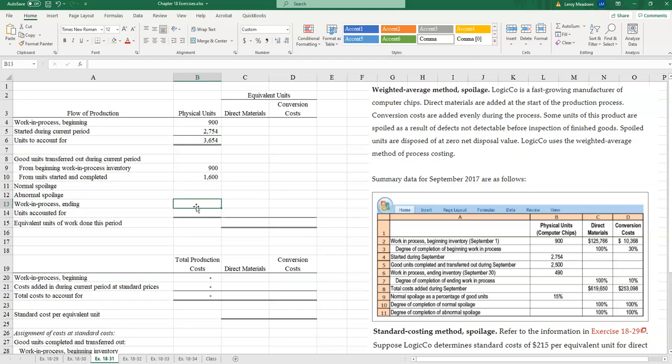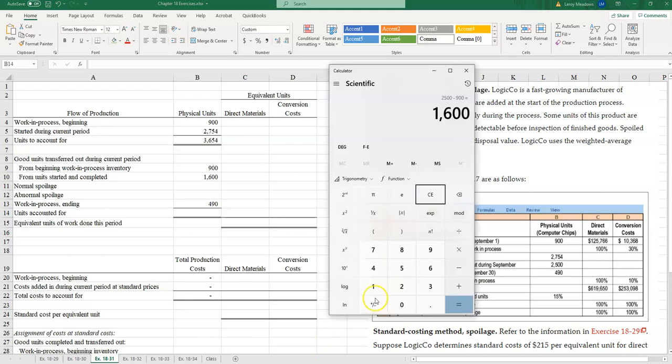My ending work in process is 490. And the sum of my transferred out units and my ending work in process units, 900 plus 1,600 plus 490, gives me 2,990. The difference between this number here and my units to account for will give me the number of units spoiled. And when I do that, I find that I have 664 units that are spoiled. That's my total spoilage. Out of that 664 total spoiled units, some of them are going to be normal spoilage and some of them are going to be abnormal spoilage.